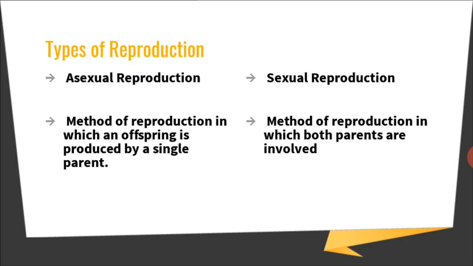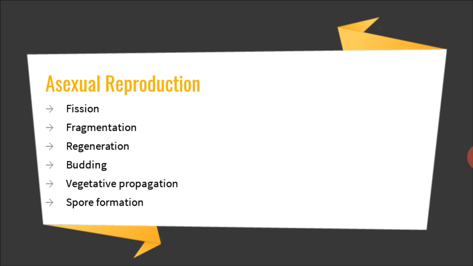Whereas in sexual reproduction, two parents, that is the male and the female, are involved, or we can call it biparental. In this, the offsprings are genetically different from the parents due to the variations. Now here, there are different modes of asexual reproduction: fission, fragmentation, regeneration, budding, vegetative propagation and spore formation.